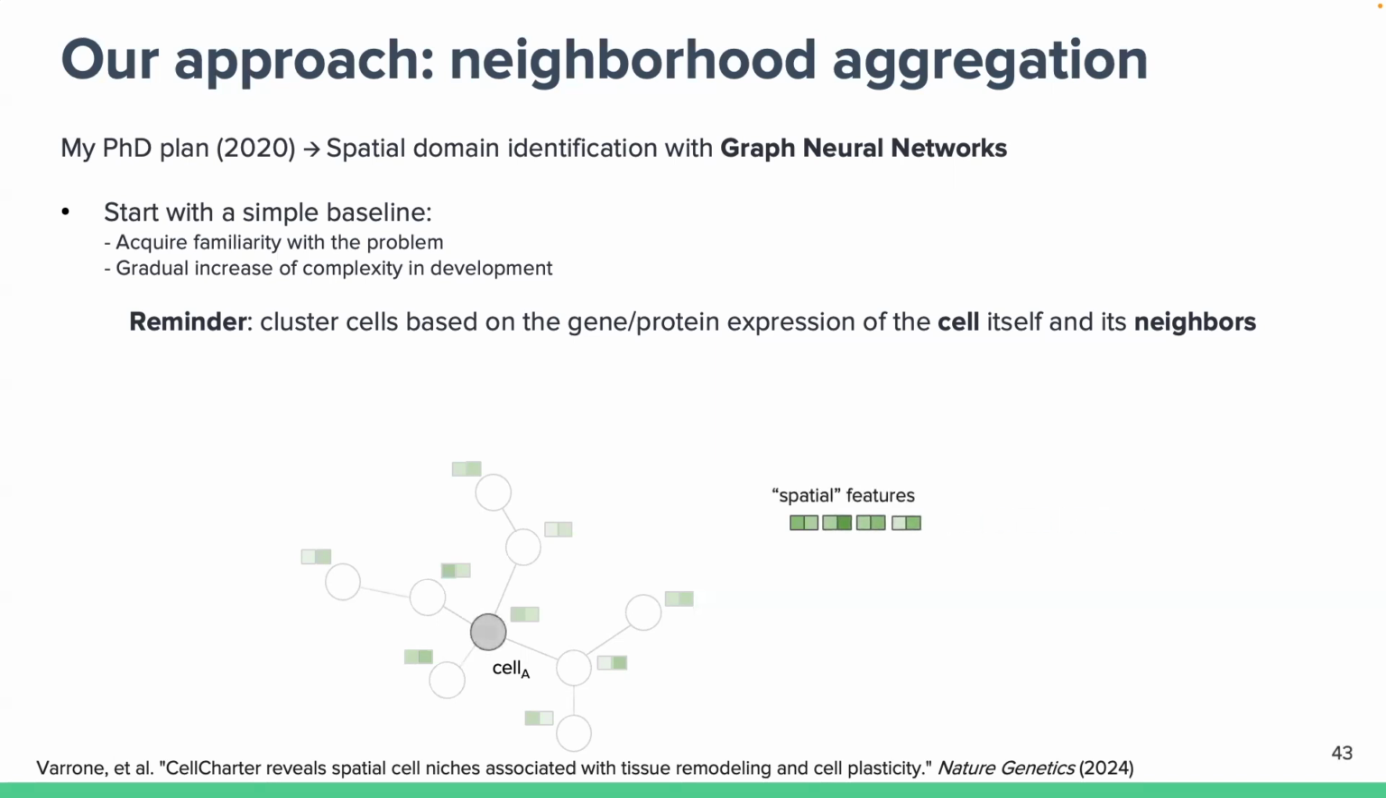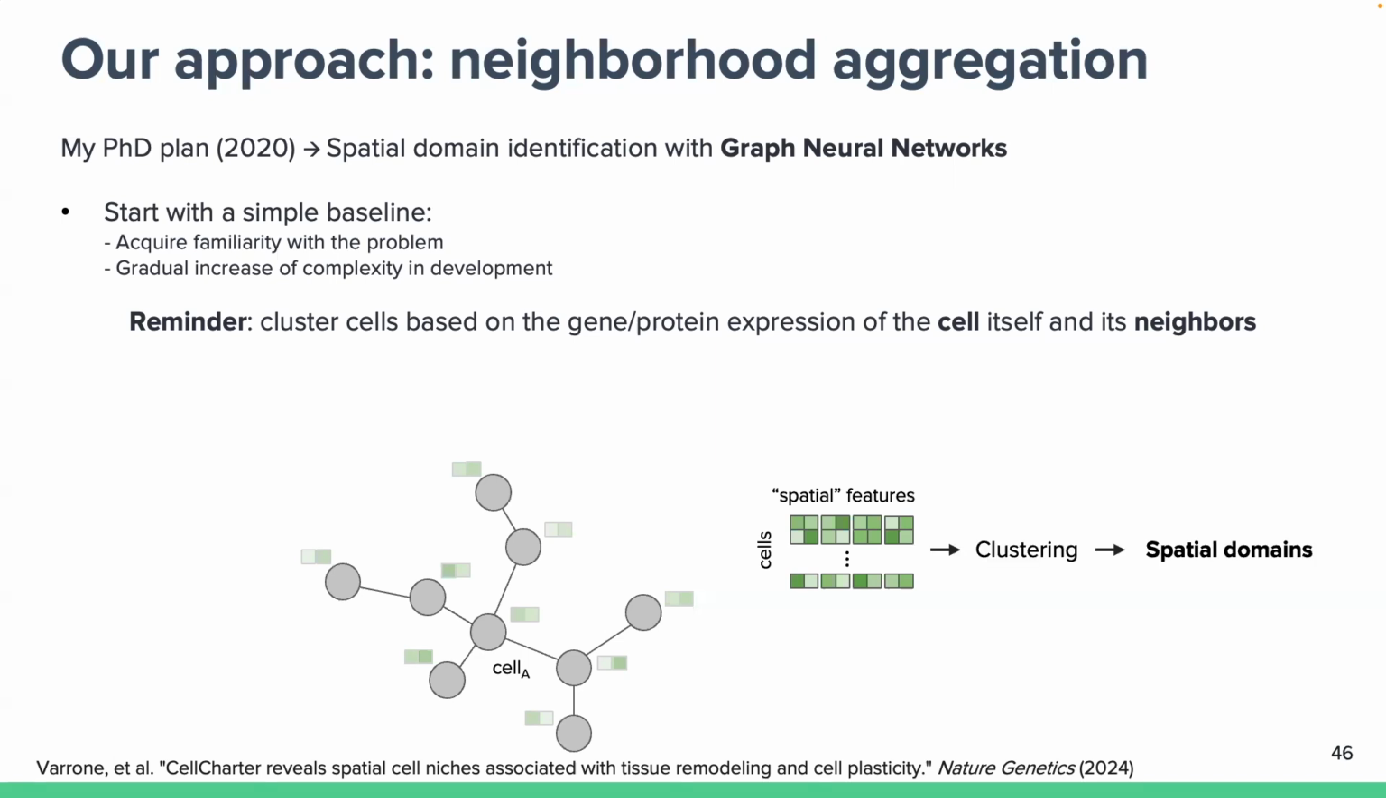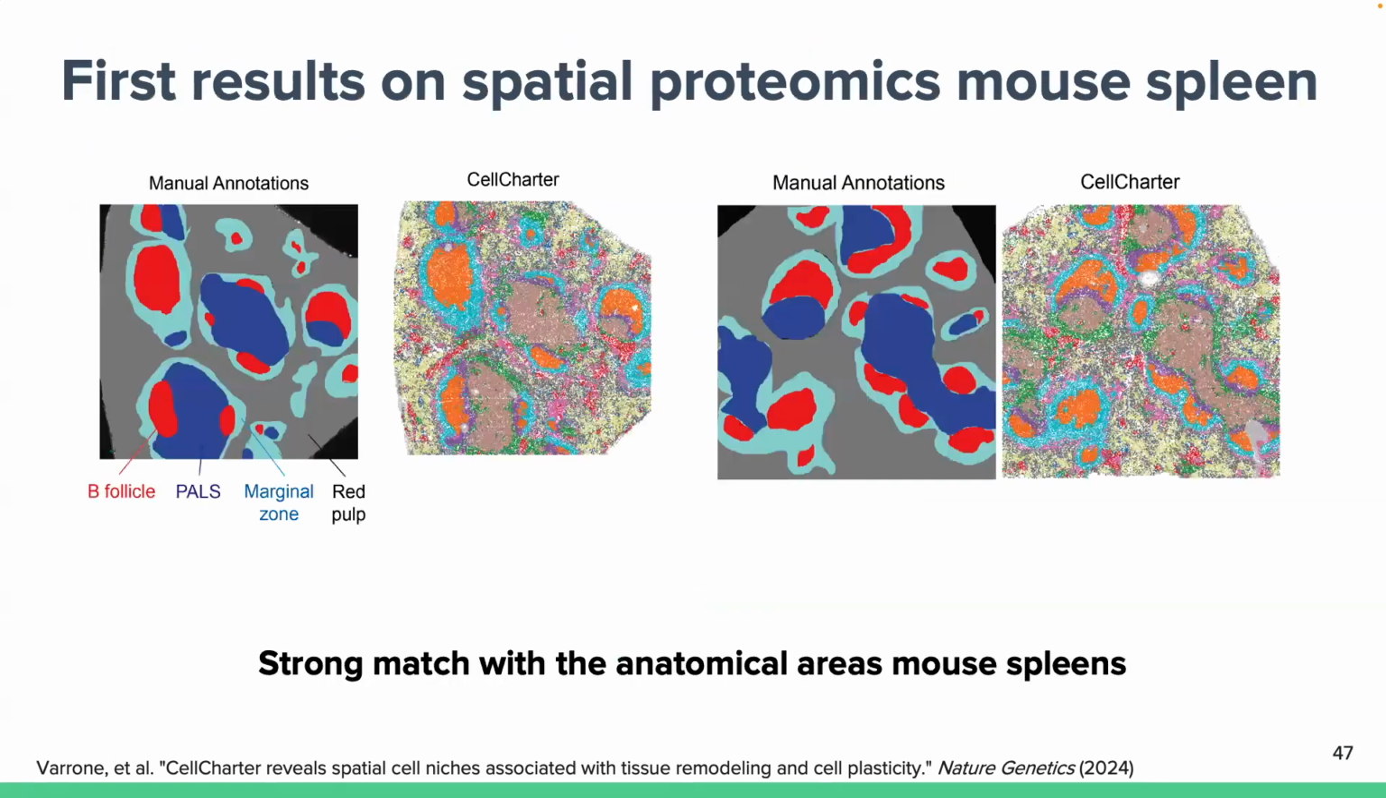Then we concatenate these vectors, and if we do this for every cell in the dataset, we will obtain a matrix of cells by these spatial features. Spatial because they contain information of the cell itself, but also of the other neighbors. And then we can just do classical clustering using a Gaussian mixture model, and this will actually lead to spatial domains. And so we tried it.